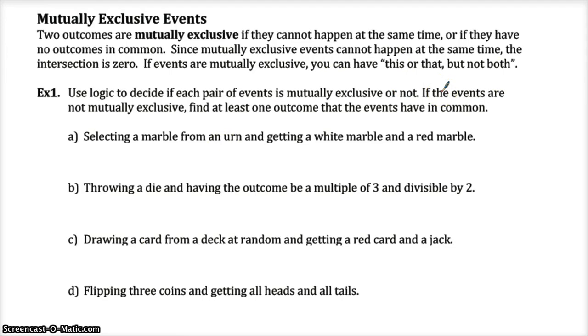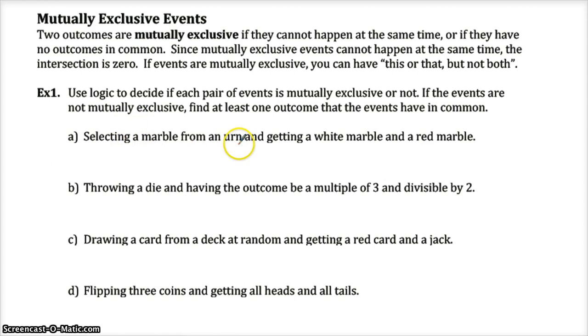And it's nice to know when things are mutually exclusive because then we will be able to add them simply. So we'll get to that. Use logic. In other words, use the context and the story and the situation to decide if it's mutually exclusive. If the events are not mutually exclusive, show that by saying how it could happen that both could happen at the same time.